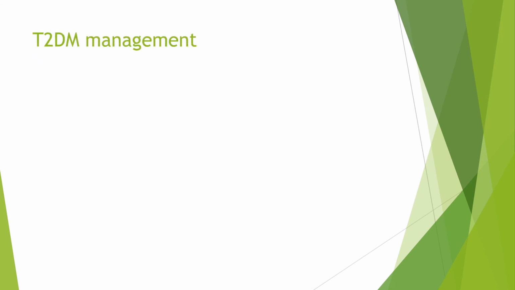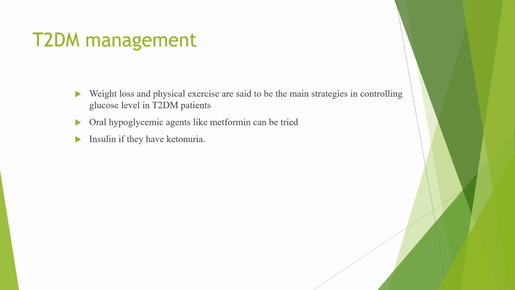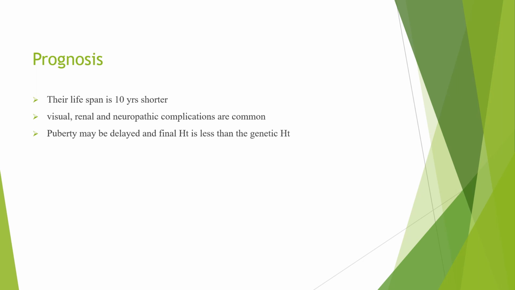Just to see the management of type 2 diabetes mellitus in children briefly, weight loss and physical exercise are said to be the main strategies in controlling glucose level in a type 2 diabetic patient. Oral hypoglycemic agents like metformin can be tried, and also insulin if needed. When we see the prognosis of diabetes mellitus in children, overall their lifespan is said to be 10 years shorter than that of a same-age person who does not have diabetes mellitus. Visual, renal, and neuropathic complications are common, puberty might be delayed, and the final height is less than the genetic target.